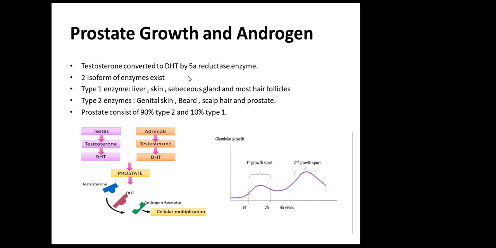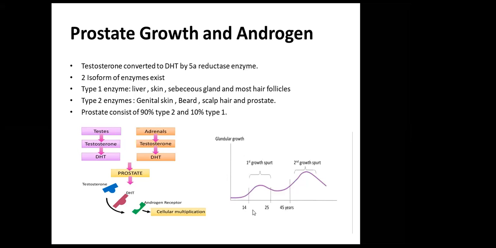Two forms of 5-alpha reductase exist. Type 1, which is present in liver, skin, sebaceous gland, and most of the hair follicles, and type 2, which is present in genital skin, beard, scalp hair, and prostate. And the prostate consists of 90% of type 2 and 10% of type 1 isoenzyme. And as far as the prostate growth is concerned, two growth spurts can be seen throughout the lifetime of men.